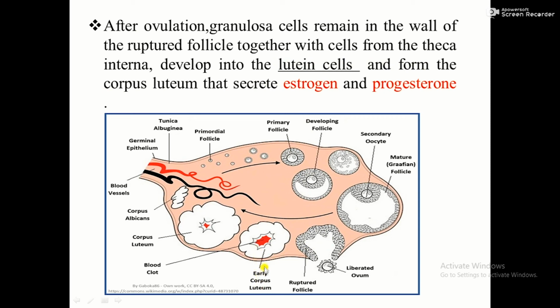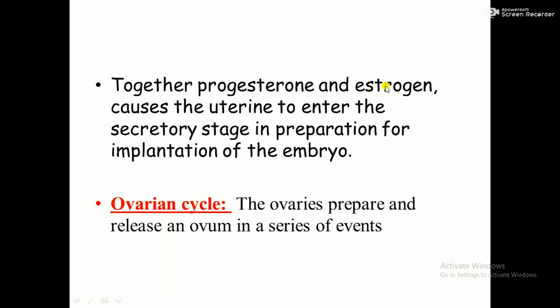At the beginning it will be an early corpus luteum, then it will be the corpus luteum. This corpus luteum has an important function. It can secrete two important female hormones, which we call estrogen and progesterone. Together, progesterone and estrogen keep the endometrium in a stable secretory stage in order to prepare the uterus for implantation of the embryo.